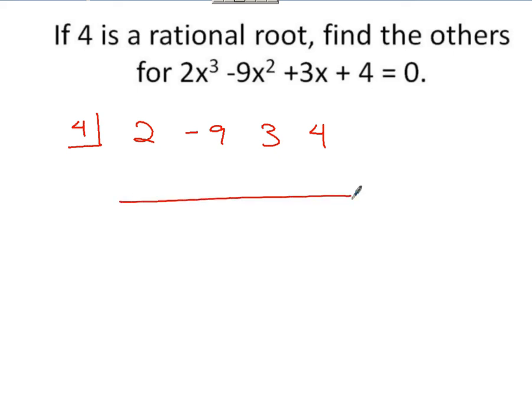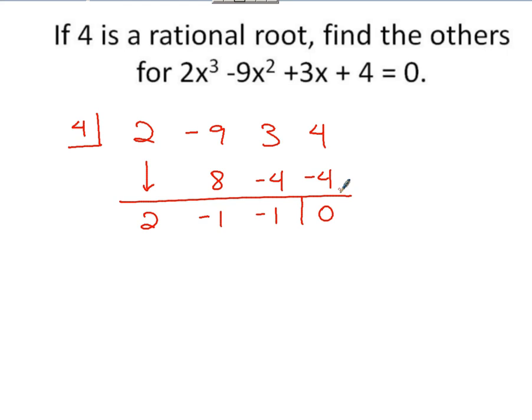Because this is given as a root, our remainder is going to be 0. So going through doing the synthetic division, we get 2 here, multiply back to the box, get 8 here. Add through, get negative 1. Multiply back to the box, get negative 4. Add through, get negative 1. Multiply back to the box, got negative 4 there, checks out that we get 0.